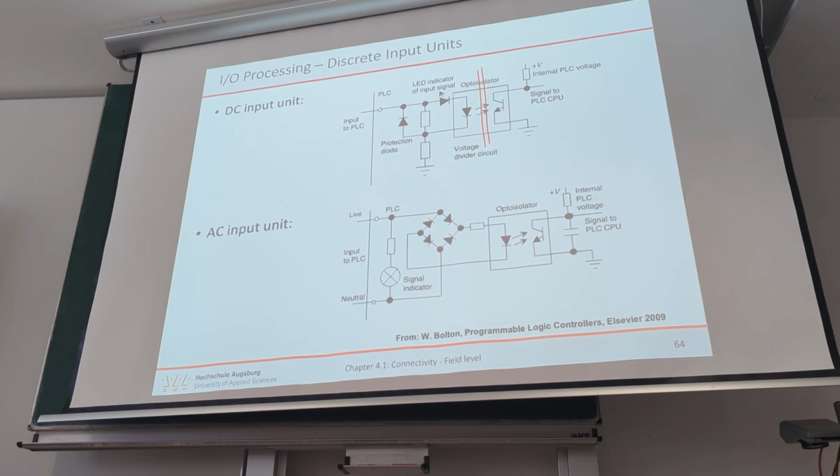What happens with voltage over long distance cables? Yeah, it degrades. Because the cable has some resistance, the voltage will change when the wire is longer. With current, there's no change in current. The current is the same everywhere. So that's why usually we have 4 to 20 milliamps instead of 0 to 10 volts.